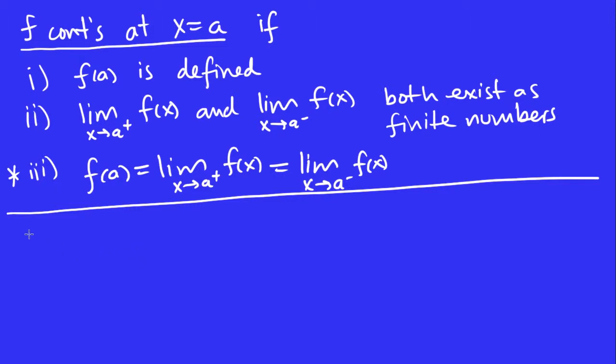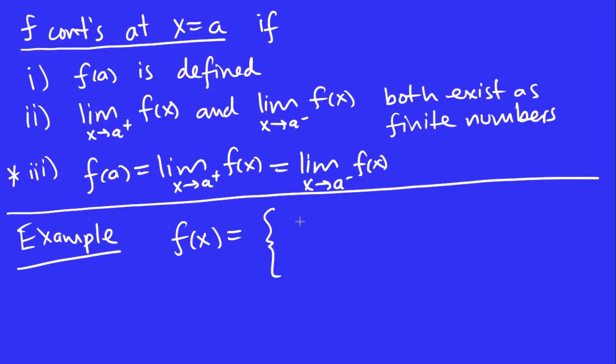So let's try this one. Example. Let's define a function f of x to be a piecewise function. Let's say cx squared plus 2x, that's when x is less than 2, and x cubed minus cx, that's for x greater than or equal to 2.